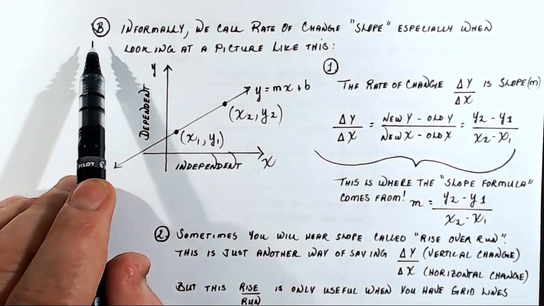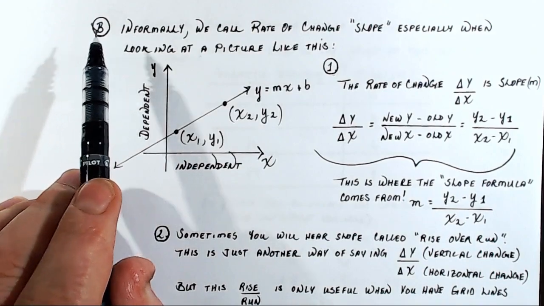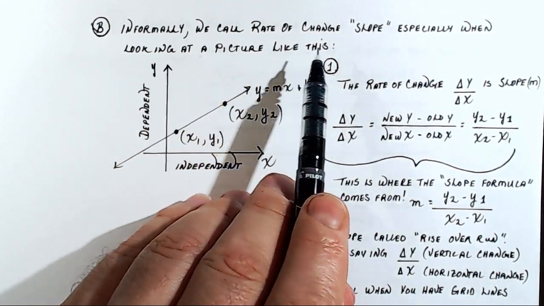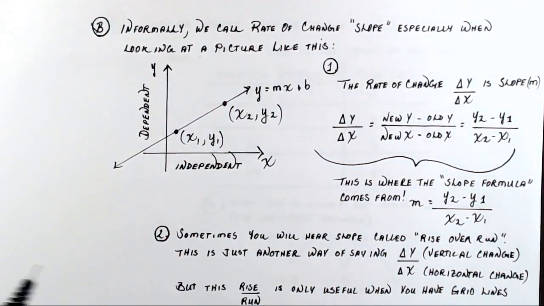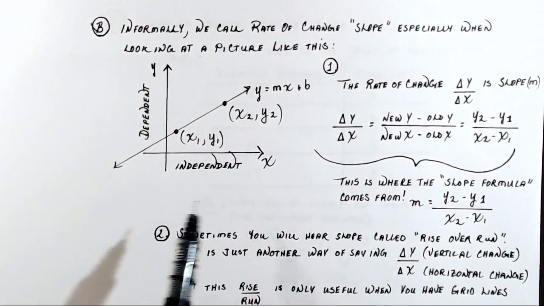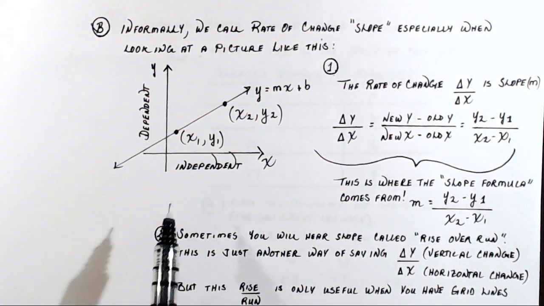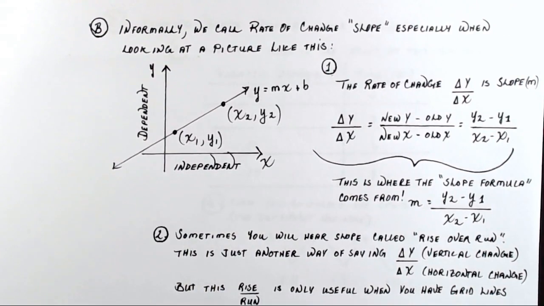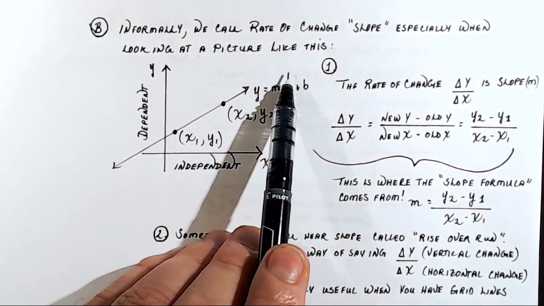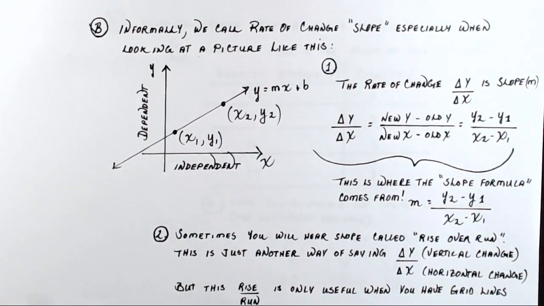This is major subpoint B. Informally, we call the rate of change slope, especially when looking at a picture like this. Here I've got an XY graph where I've labeled the y-axis as the dependent variable and the x-axis as the independent variable. And I've got an equation for the line, y equals mx plus b. This is the slope-intercept form equation of a line. We'll talk about that later.